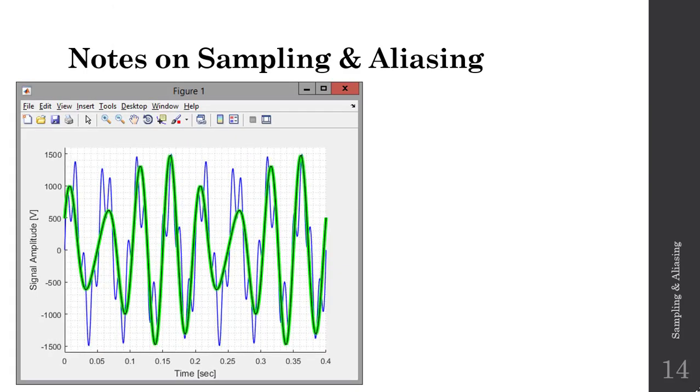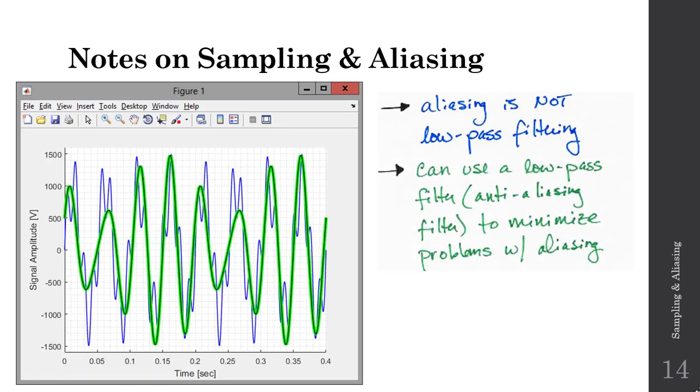Let's go ahead and wrap up this lecture with a few quick notes on sampling and aliasing. You have to note here, aliasing is not the same as low-pass filtering, right? There is no filter in line from this input analog signal to the ADC. It may appear to have a similar effect in terms of the data, but it is not low-pass filtering. It's not the same thing. Now, you can add a low-pass filter in line to minimize some of the problems with aliasing if needed, but that's really up to the engineer to decide if that's required for this particular application.